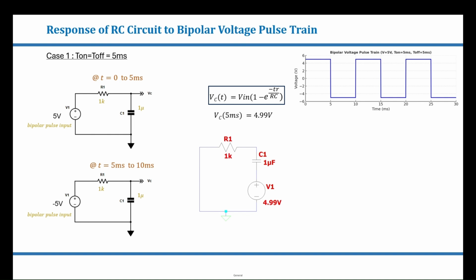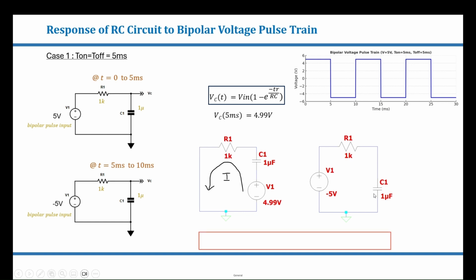Now we know that current flows from higher potential to lower potential. Hence we are taking charges out of the capacitor, so the capacitor starts discharging. This is when we are considering the 4.99 volt source to be active. Now considering the input voltage source to be active, the capacitor starts charging.